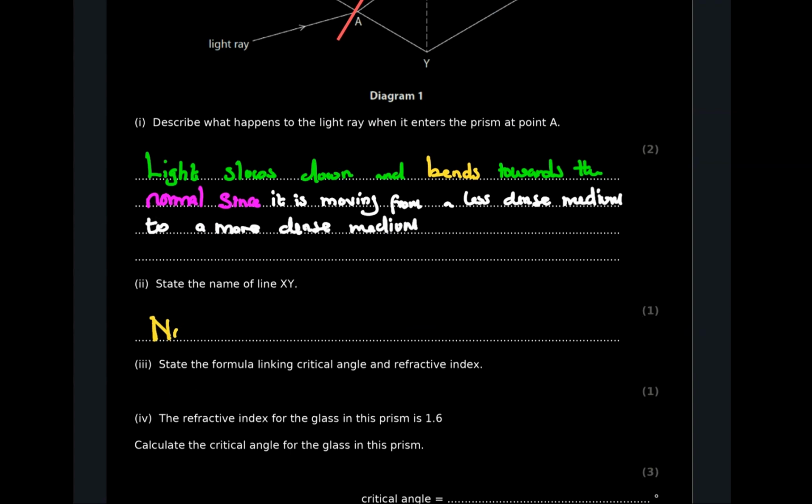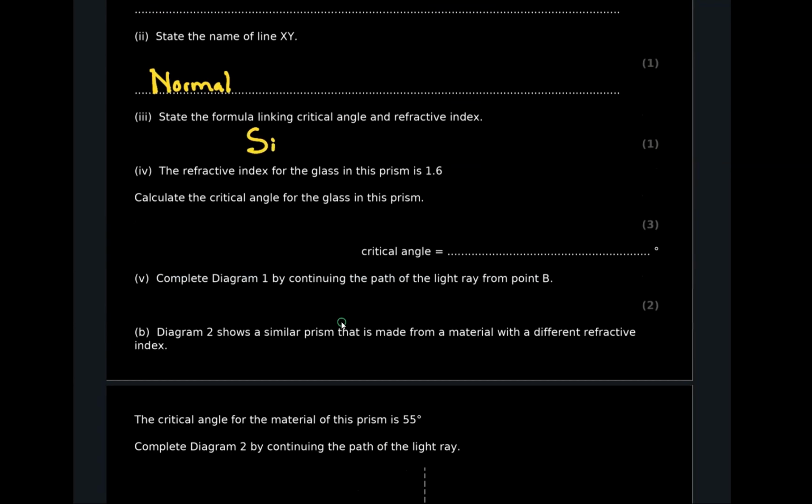State the name of the line XY. XY is the normal, the diagram that we are having at the top there. And we are supposed to state that formula already. We have mentioned that before. How to work it out, that's self-explanatory because we have done it before. That was 38.68. So if you round it up, you're going to get 39 degrees.